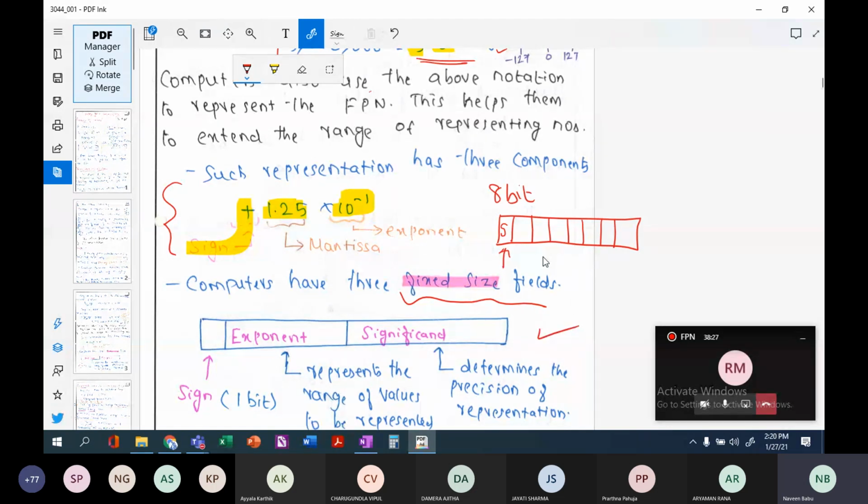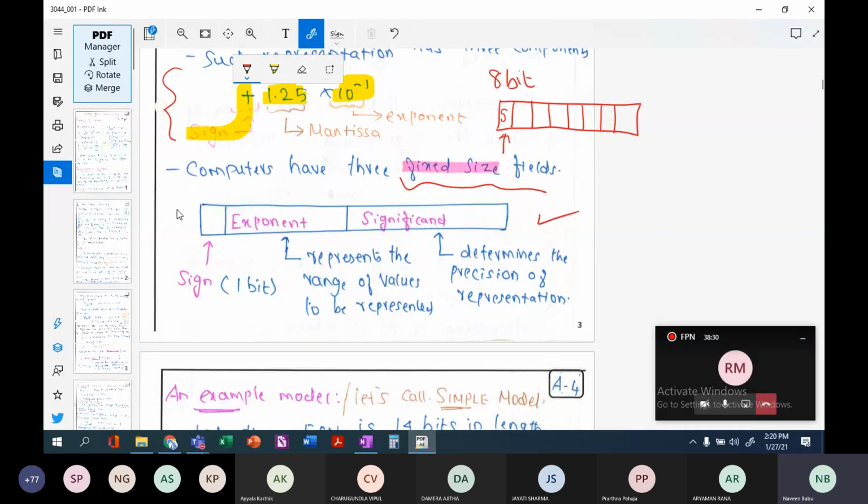They will have a sign bit here. The first bit will always be a sign bit. And then you will have an exponent. What is this exponent? This exponent is nothing but this minus 1 here. This minus 1 will be represented somewhere here, say minus represents 1 here, and then 0, 0, 0, 0, 1, depending on the size of this particular bit format.